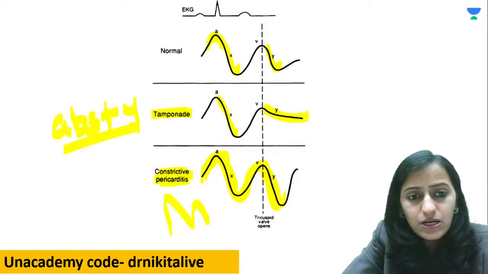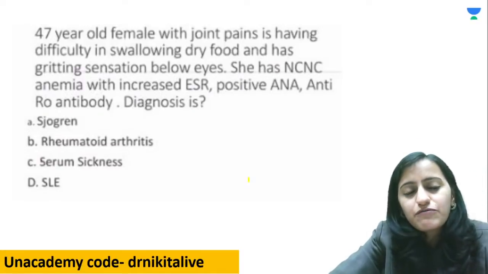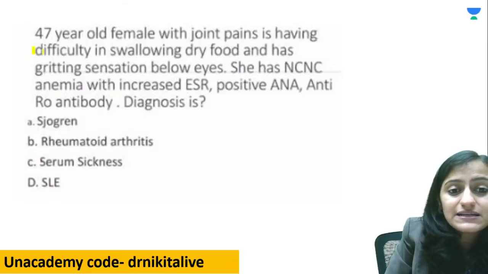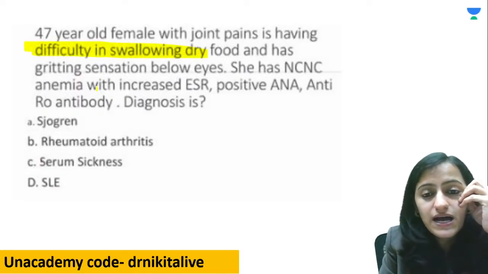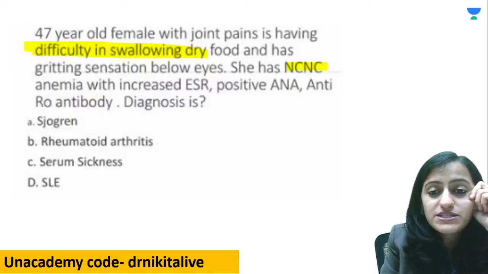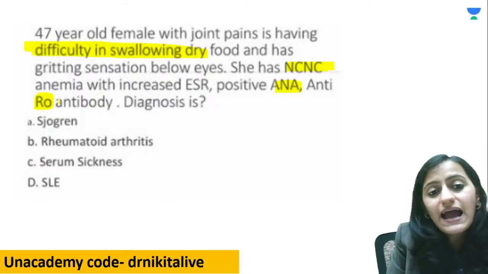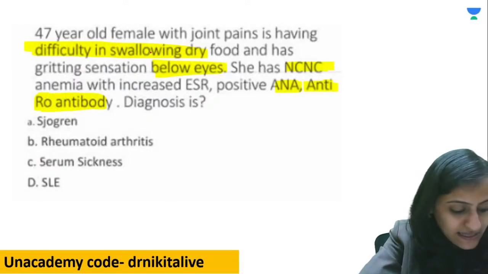Next one, look at this one. What do you think is the answer to this? A 47-year-old female with joint pains, very important, difficulty in swallowing dry food, gritting sensation below the eyes. She has normocytic normochromic anemia, ESR increased, ANA positive, and it is anti-Ro positive. What do you think is the diagnosis here?